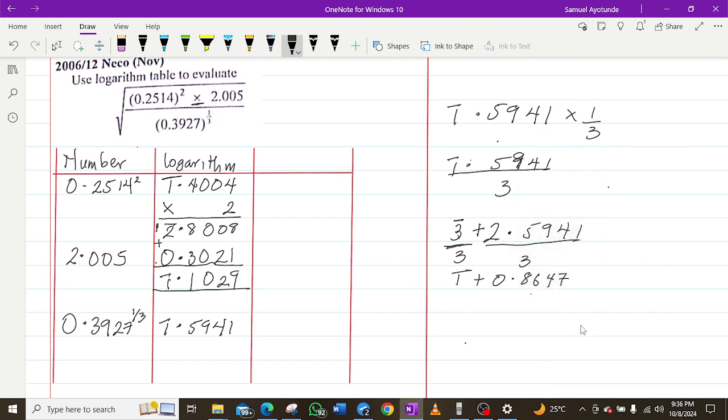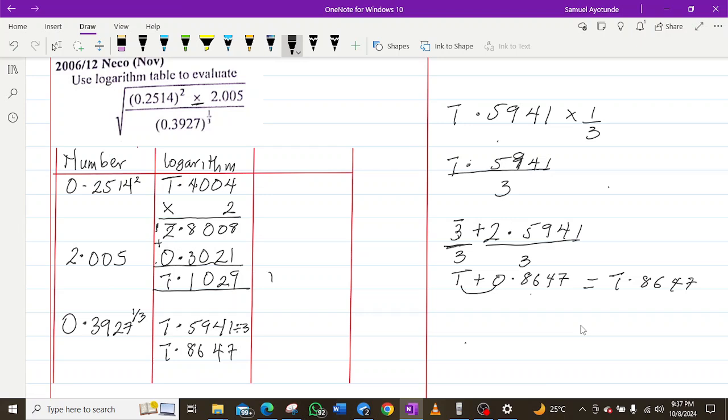So we add the whole number part of the two digits together. So my answer is 1 bar 0.8647. 1 bar 0.8647 is the value here. I've gotten my answer for the numerator. I've also gotten my answer for the denominator. So I transfer both of them to the next column.